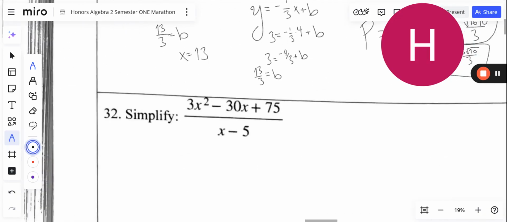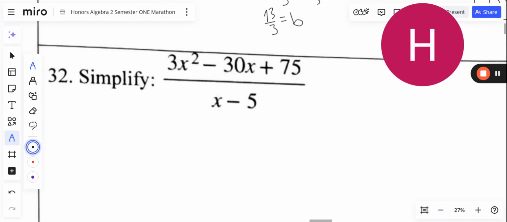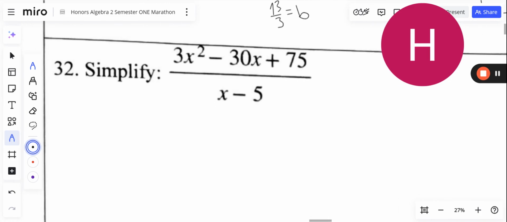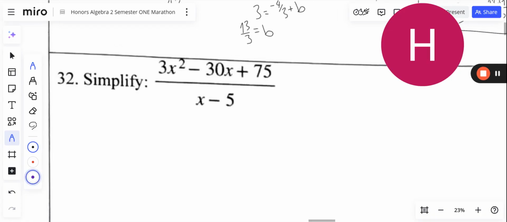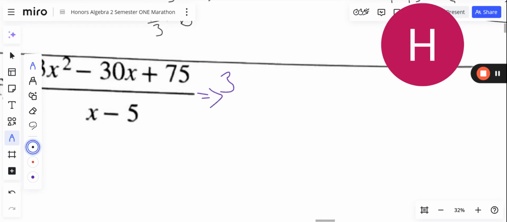Okay, so a little tougher. We have to think a little more for that one. Now, let's simplify. What do I tell you to look for when we're factoring? The greatest common factor. And you'll notice the top has a greatest common factor of 3. And that's going to leave us with x squared minus 10x plus 25.